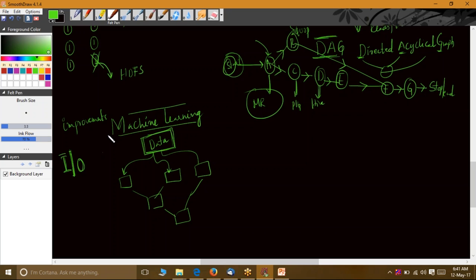In the coming days, as the technology improves, at the price at which we are getting hard disk drives now, almost the same price we'll get SSDs and flash memories. Even then, there is always a gap between your ability to process the data and the ability to read or write the data. So, I/O is always a challenge or a bottleneck in any job execution. I/O plays a very critical role.